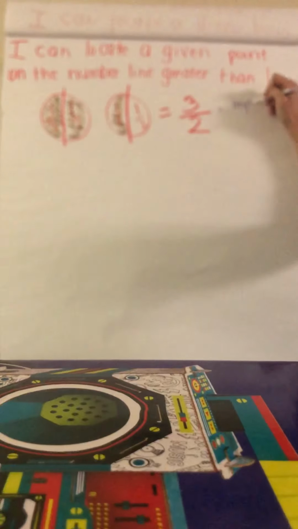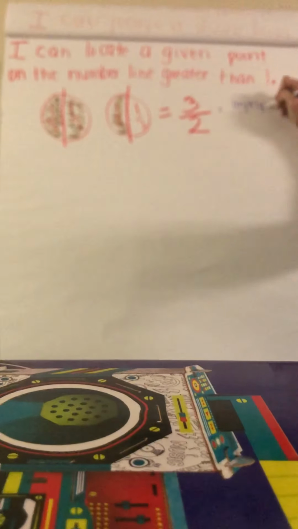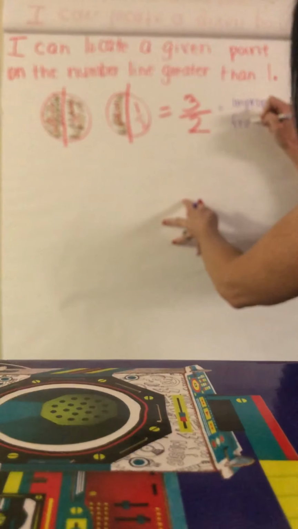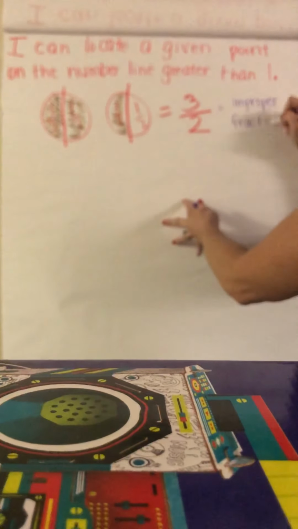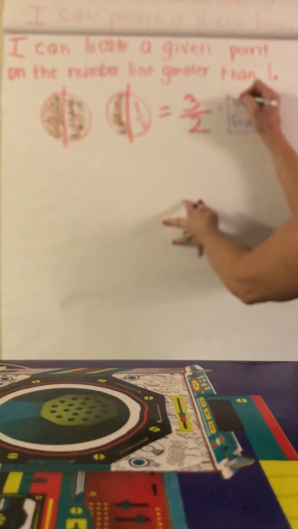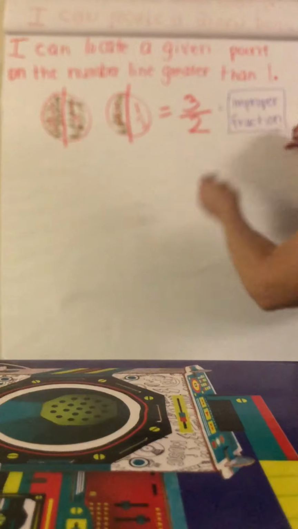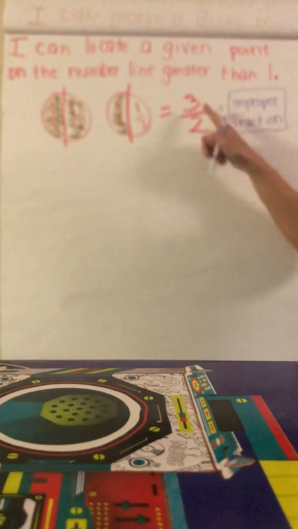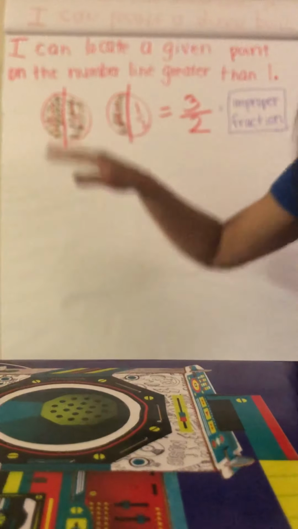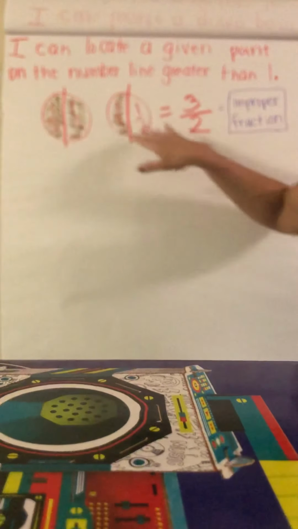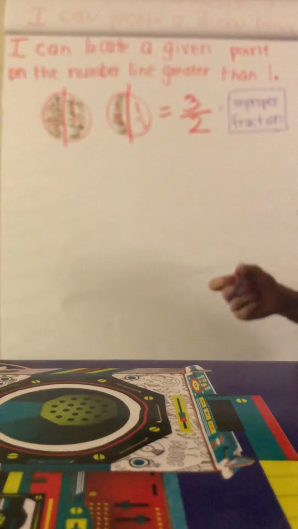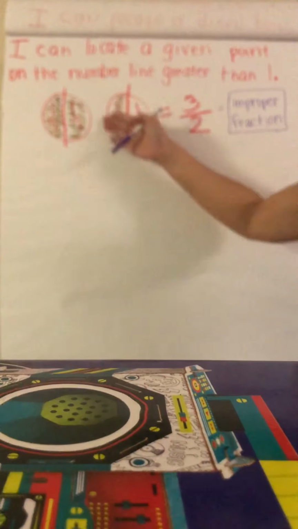An improper fraction. Okay? That's really important. You need to know that. You will hear that word, an improper fraction. And an improper fraction is when the numerator is bigger than the denominator. Now, back to our circles. And we know that we have 2 circles here, and we've shaded 3 of the halves of our circles.